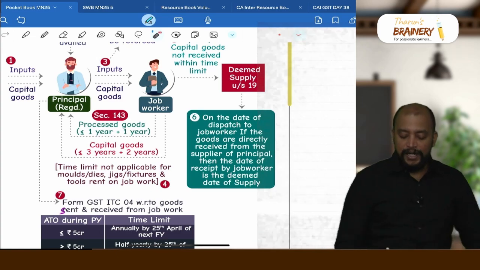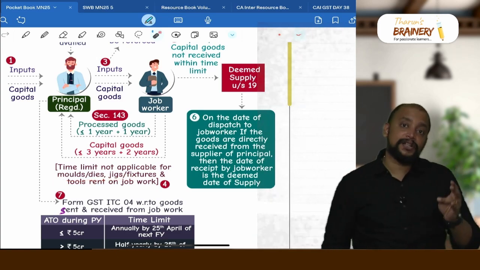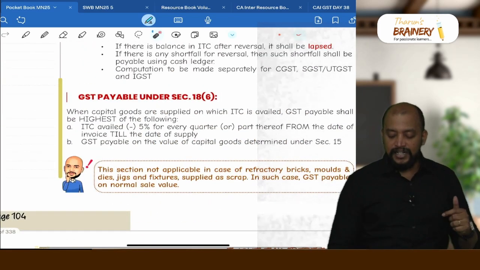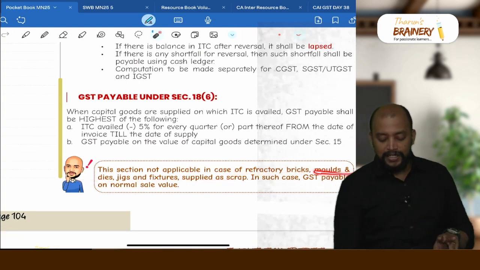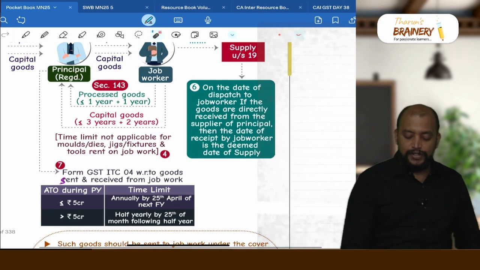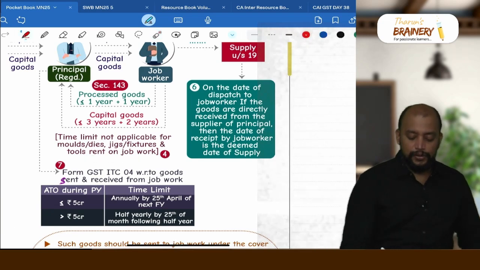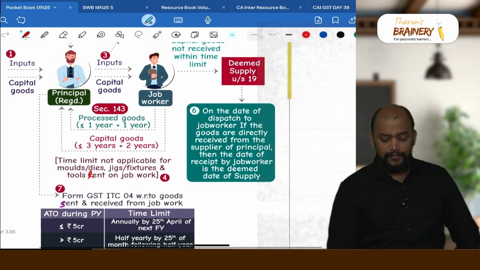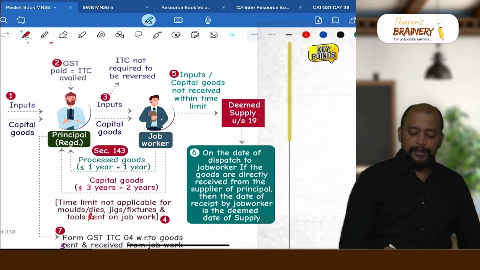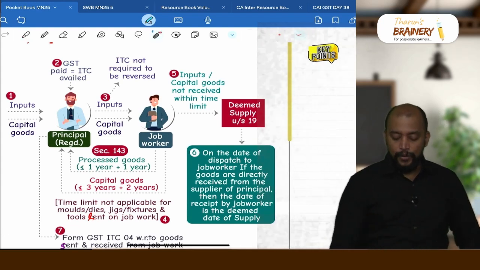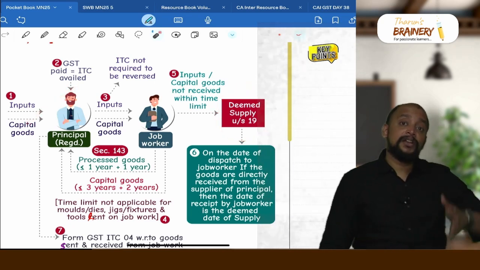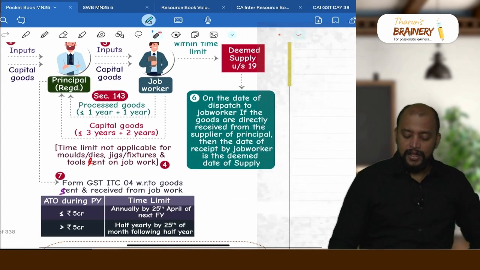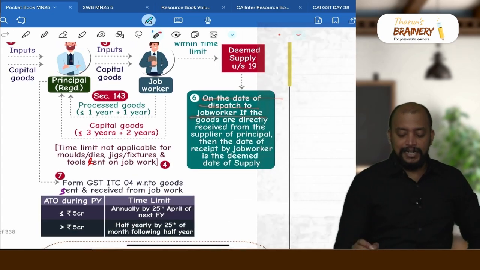But the time limit is not applicable for molds and dies, jigs and fixtures and tools. Here we have 3, that is refractory bricks, molds and dies, jigs and fixtures. So these 2 are common, molds and dies, jigs and fixtures. Extra what we have is tools sent on job work. Then what will happen? Point number 5, suppose the goods are not returned to the principal within the time limit, then it will be deemed as supply by the principal. Which date? On the date it is dispatched to the job worker, it is deemed as supply.